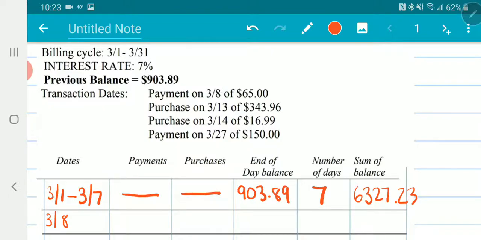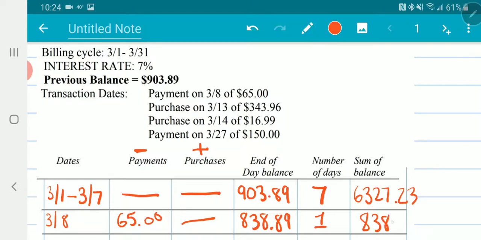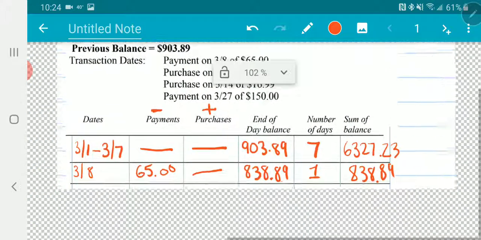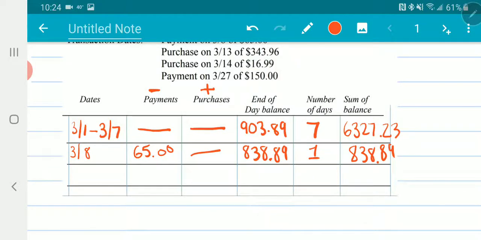On this day, a payment was made. Only on the 8th was a payment made. So I can't say the 8th to the 9th or the 8th to the 12th or whatever, because this is the day that the payment was made. This is going to be $65. And we know that payments decrease the account balance while purchases increase the account balance. No purchase was made, so that payment's going to decrease my $903.89 down to $838.89. This was for one day, so the sum of the balance during that time period is $838.89.